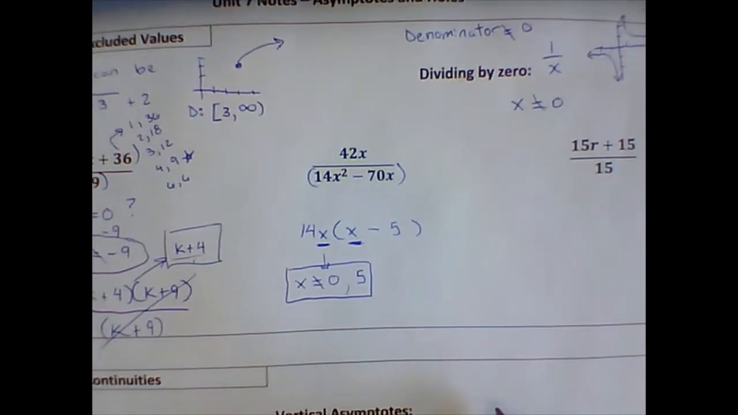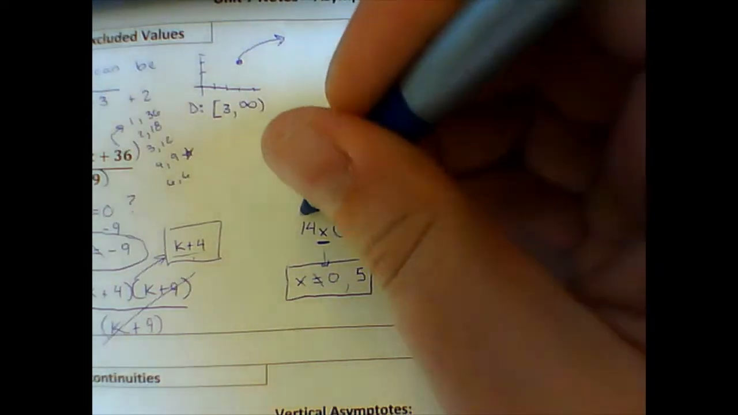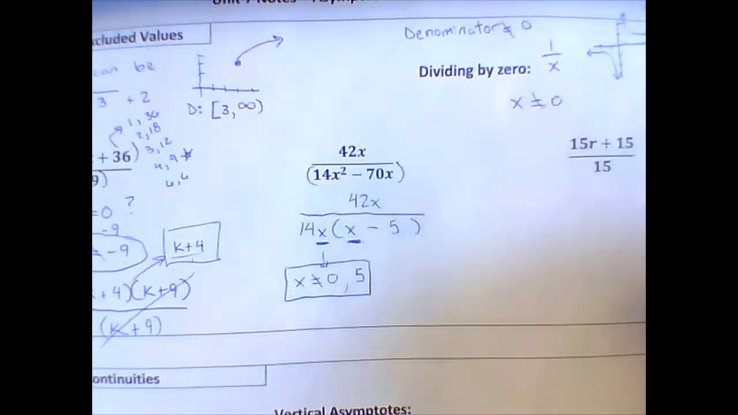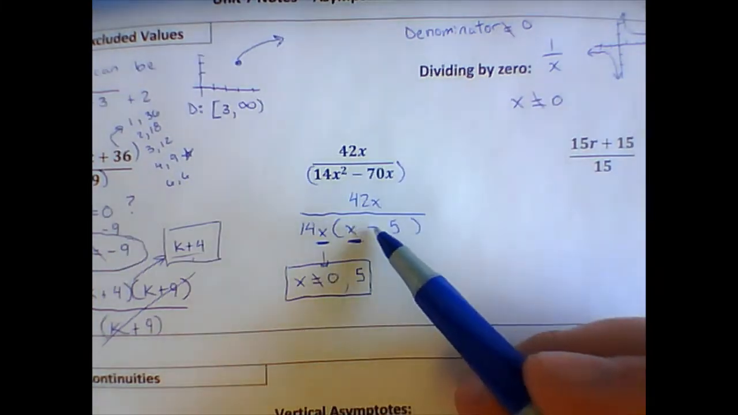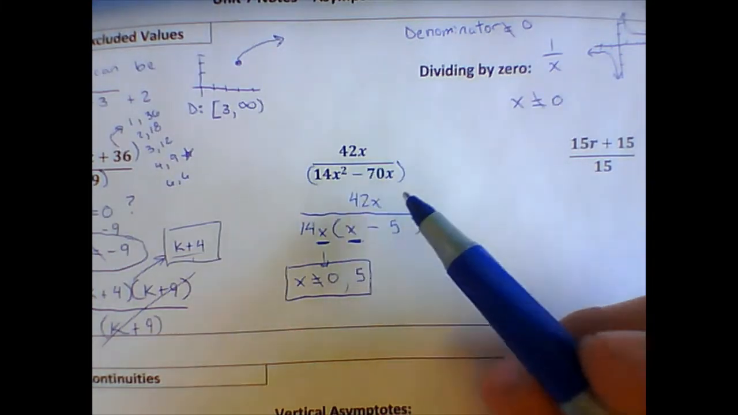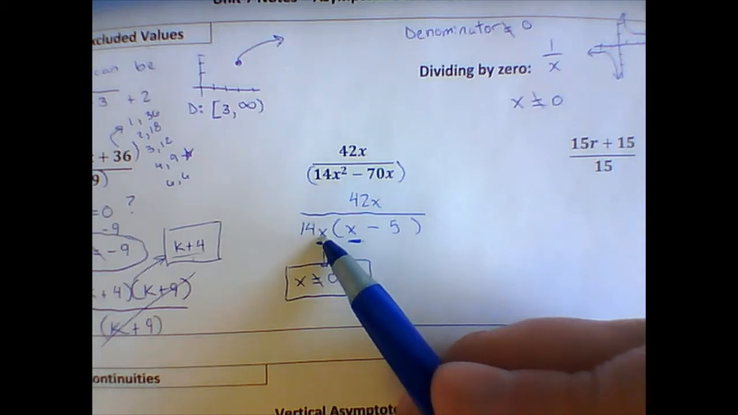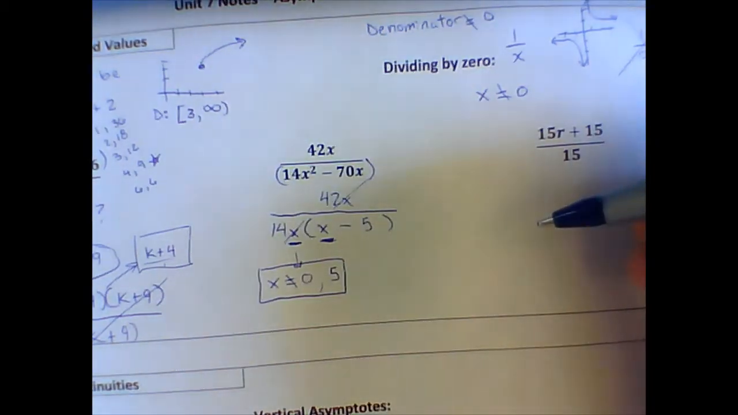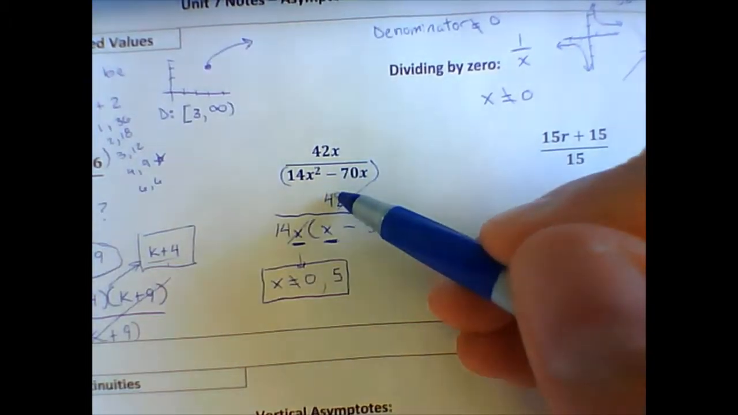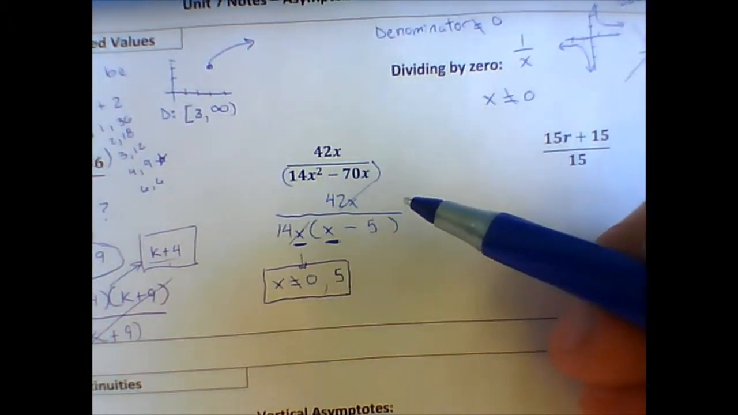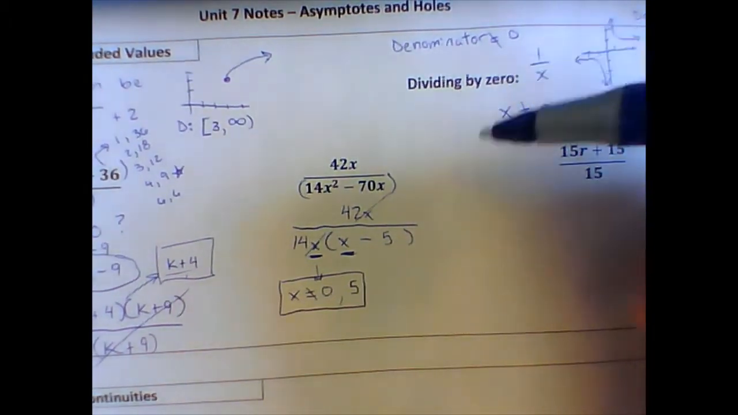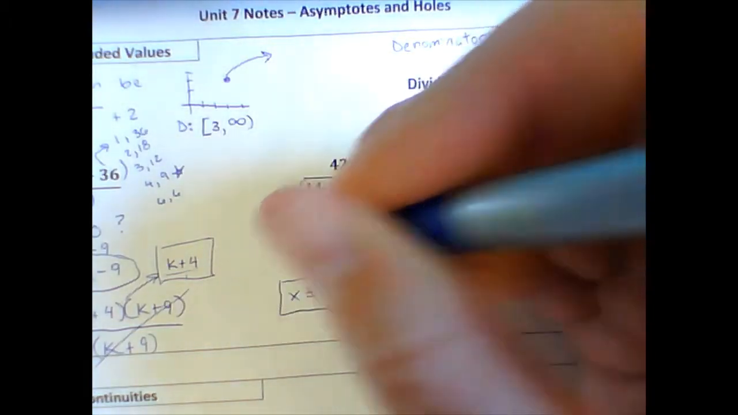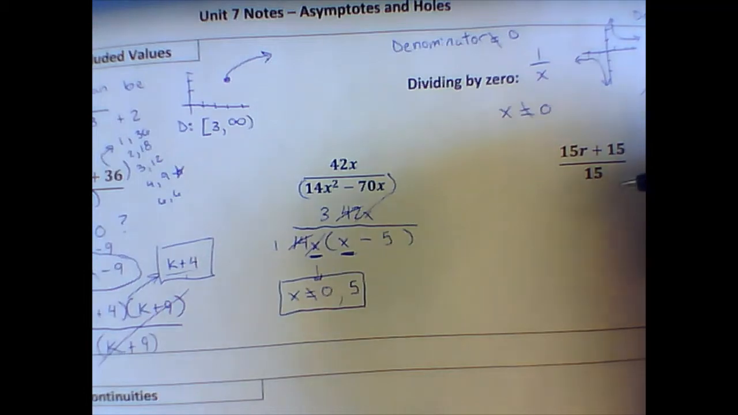That means we're going to forget about excluded values. We've already found them. And now we're just going to see if there's anything that can cancel and make this a simpler function. X minus 5, there's no other group, so he's stuck. But those lone x's, they cancel. They are now gone. And 42 and 14 actually do reduce each other. Okay, the 42 reduces to a 3 and 14 reduces to a 1. 14 happens to go into both of them.